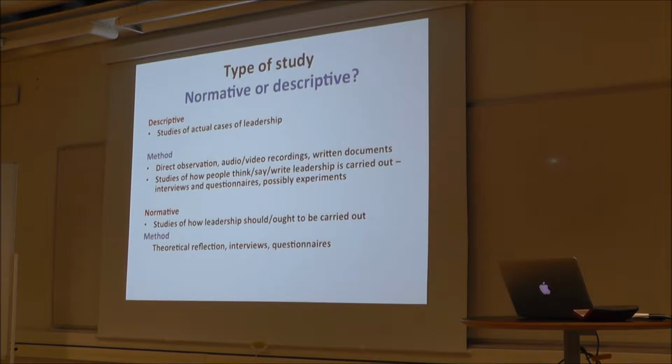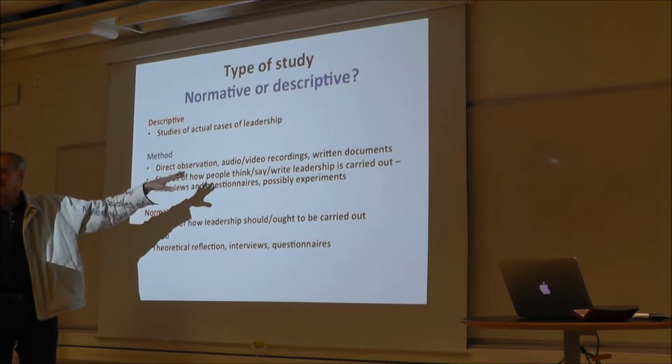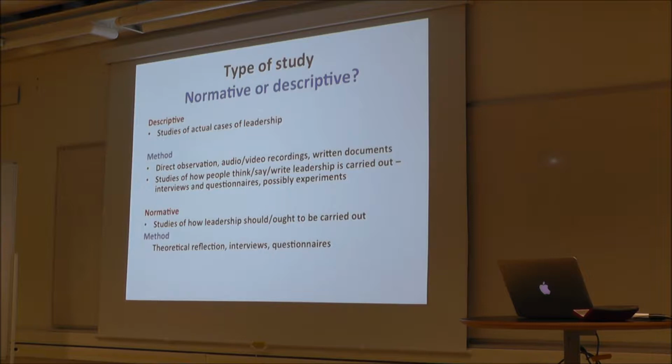Now, the methods we can use to study leadership, there are many methods, but here are some. We can directly observe what leaders do, so we could follow them, if we are allowed. Leaders like to be secret sometimes. They surround themselves with secret police and various things, so it's not always easy to observe them. But to the extent that we are able to, we could try direct observation. We could make audio and video recordings of what they're doing. That's also not always easy. Leaders try to hide what they're doing.